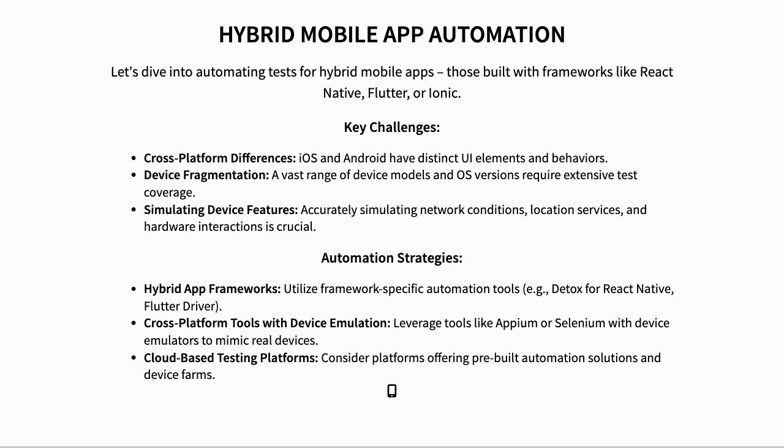Okay, so let's talk about automating tests for hybrid mobile apps. These are the ones built using frameworks like React Native or Flutter. They're super versatile. But there are some specific challenges with these types of applications compared to native development. One big thing is that iOS and Android can behave differently, and you have a lot of different devices out there to test on. So, we need strategies that account for those differences. We'll look at things like using the tools specifically designed for the framework itself, or leveraging cross-platform tools combined with device emulators. And don't forget about cloud-based testing. They can really help you manage all of this.